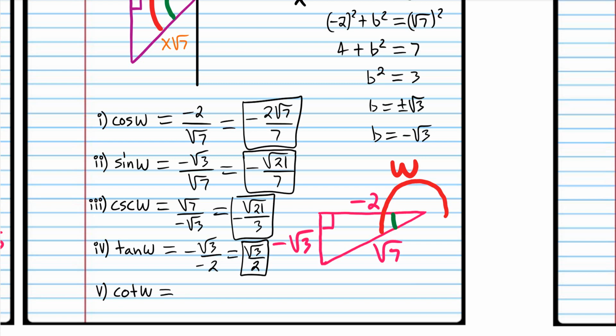And cotangent omega is the adjacent side to the green reference angle divided by the opposite side, the green reference angle, and the negatives cancel out. Multiply both sides by root 3, and there you go.